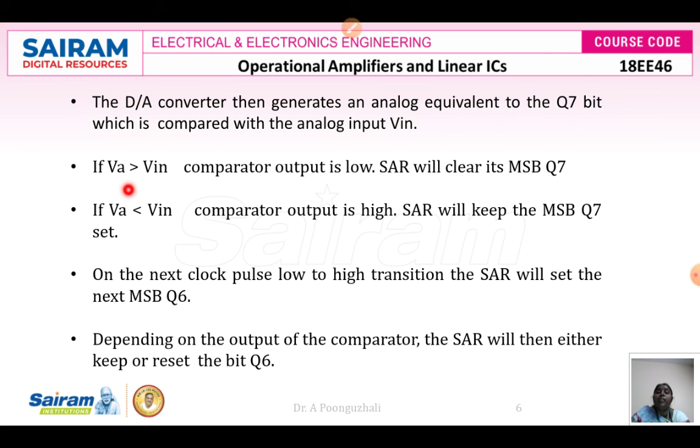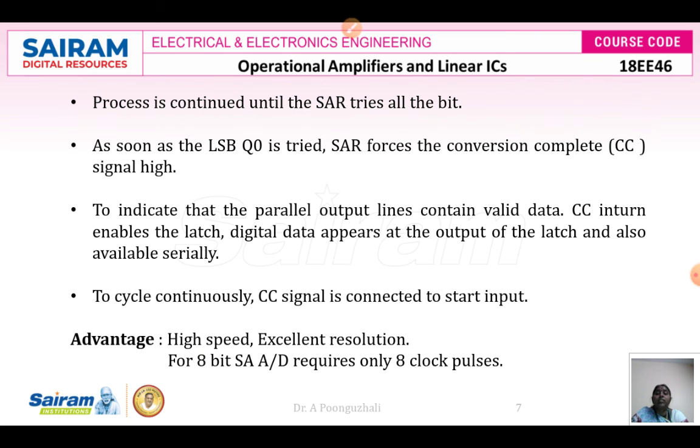When VA, the analog voltage, is greater than Vin, the comparator output is low. If the comparator output is low, the SAR will clear that particular MSB bit Q7. If VA is less than Vin, the comparator output is high. If the comparator output is high, the SAR will leave that MSB bit as such and go for the next bit. On the next clock pulse, low to high transition, the SAR will set the next bit Q6. Depending upon the output of the comparator, the SAR will then either keep or reset the bit Q6.